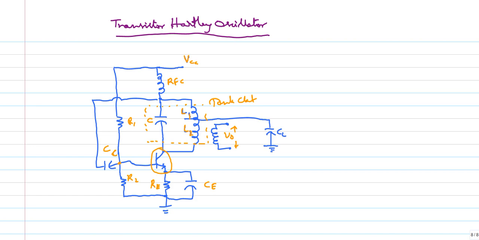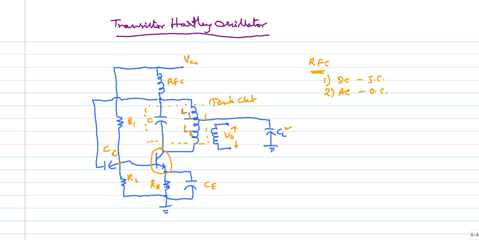It serves two purposes. The first is that for DC it is a short circuit, and the second is that for AC it is an open circuit. CL is providing the ground for these two inductors, L1 and L2.